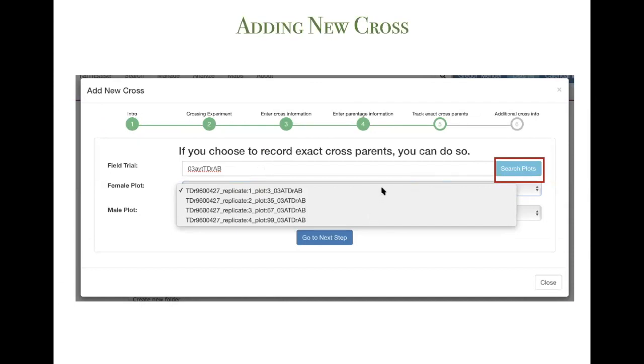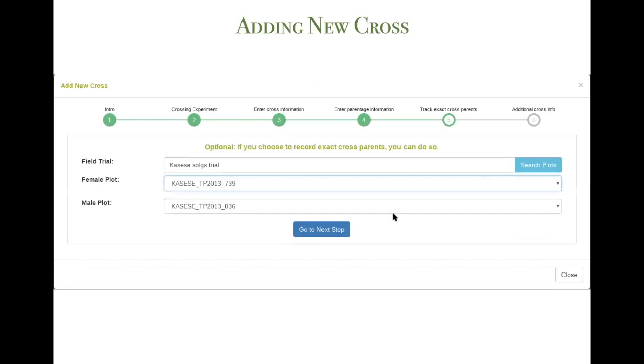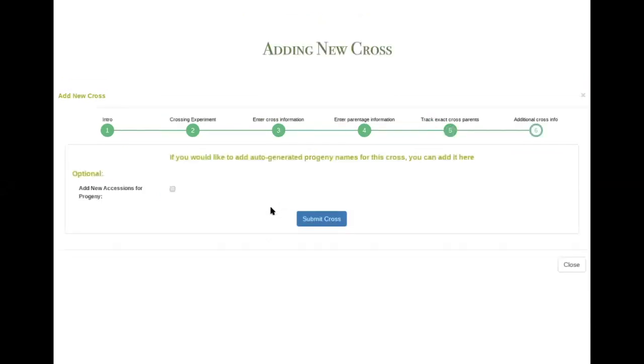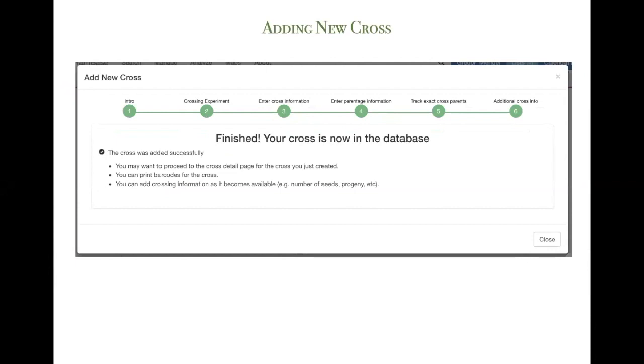And it will give you a drop-down list of all the plots in that crossing block. Then you can select the specific plot that you want to use. Okay. And then you can submit your new cross unique ID.